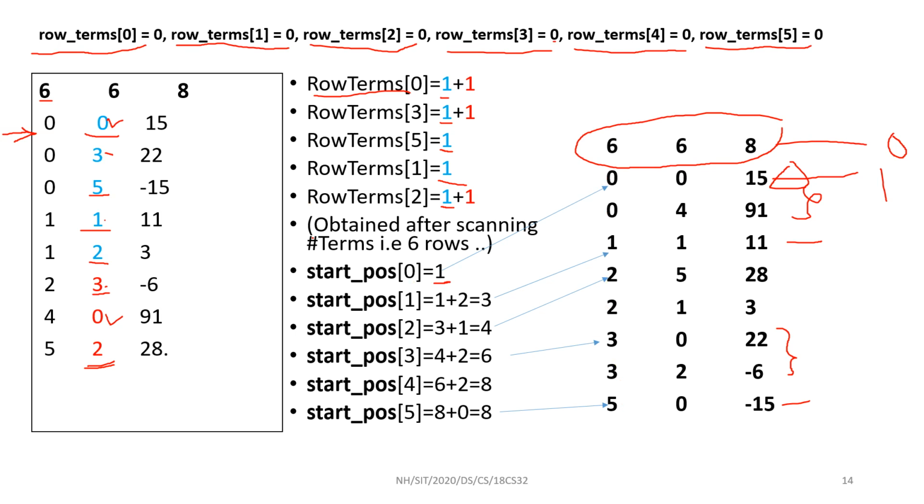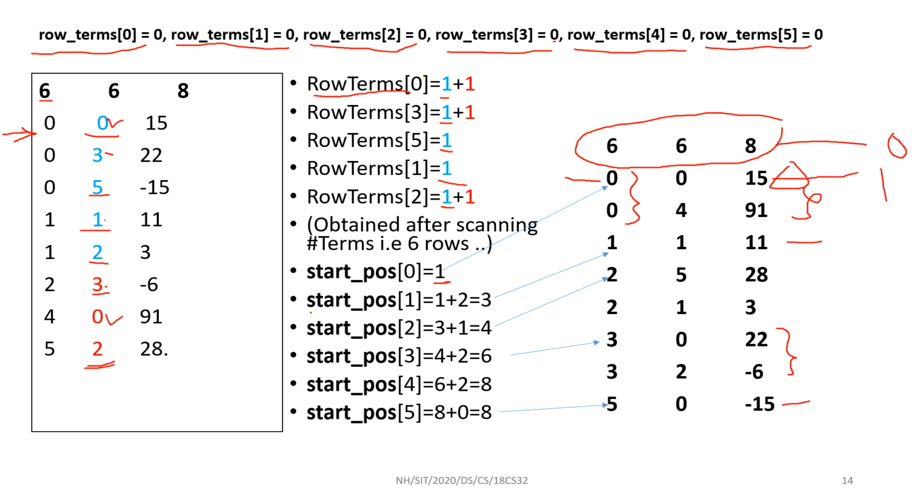Now we will see the starting position for 0. How many 0 columns are there? 1, 2. You have to start from 1. Then how many 0 columns? 1, 2. So you have to skip 2. That means column number 1 must be placed after skipping these 2 rows. For that, the starting position of 1 is the starting position 1 plus the count. What is that value? Row terms of 0.